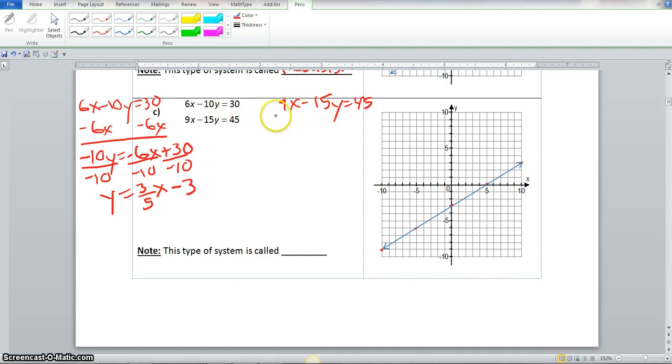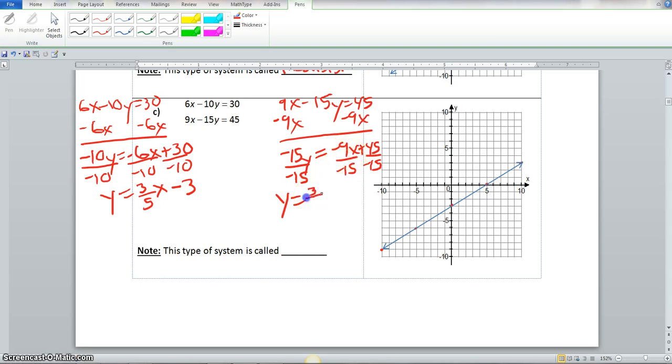Now the second equation, first thing we'll do is subtract 9x on both sides. We have -15y is equal to -9x plus 45. Divide each individual term by -15. And we will have y is equal to, a negative divided by a negative is positive. We could divide 9 and 15 by 3. Now to give us 3/5 x. And a positive 45 divided by -15 will give us -3. Now if you notice here, both of these equations are exactly the same.